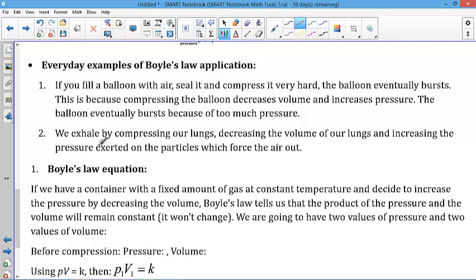Number 2, when we breathe, we exhale by compressing our lungs. When we do that, we decrease the volume of our lungs and increase the pressure exerted on the particles, which are basically the particles of air. Now if we increase the pressure, that's going to force the air out.